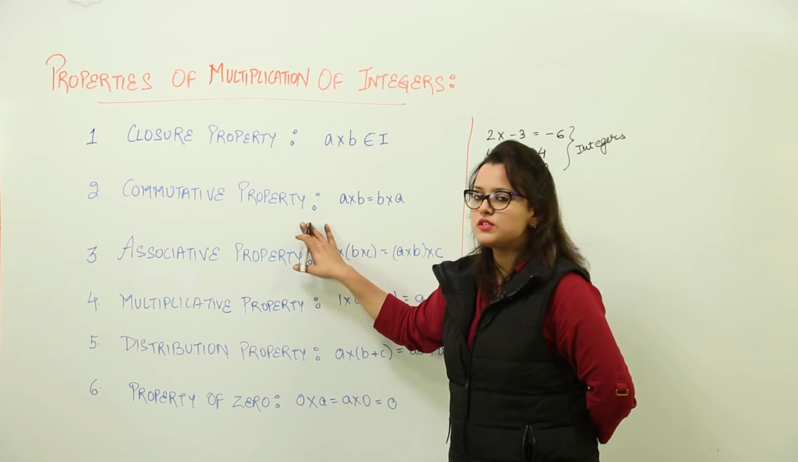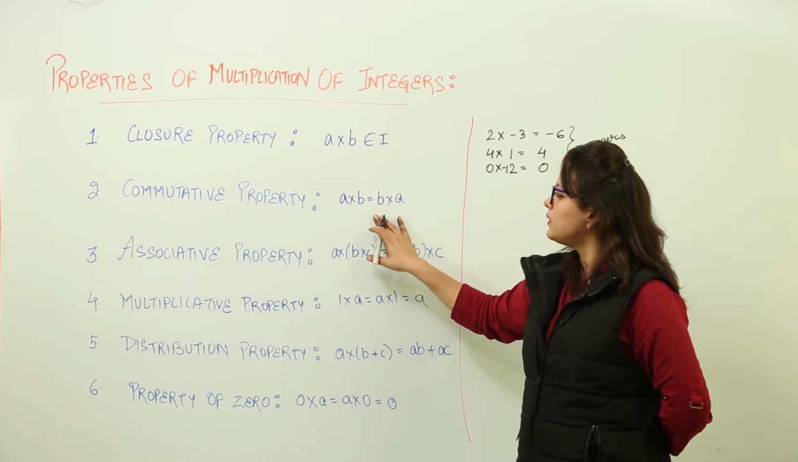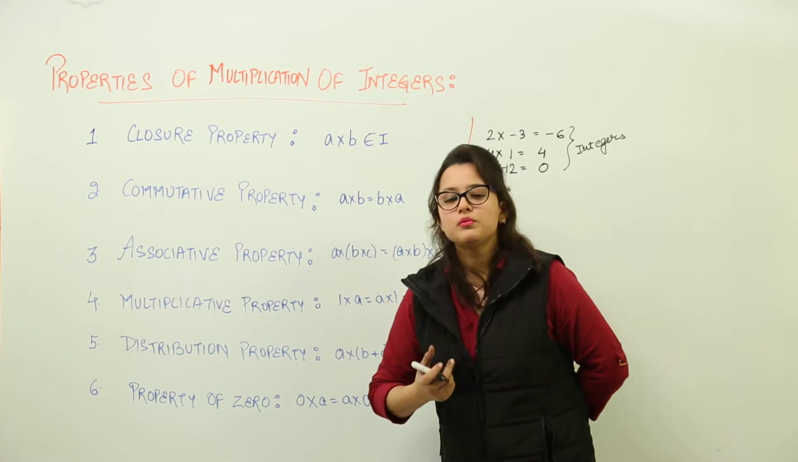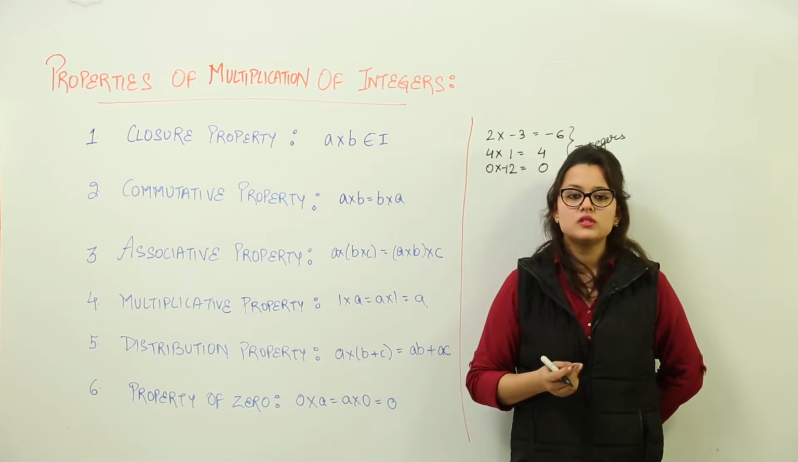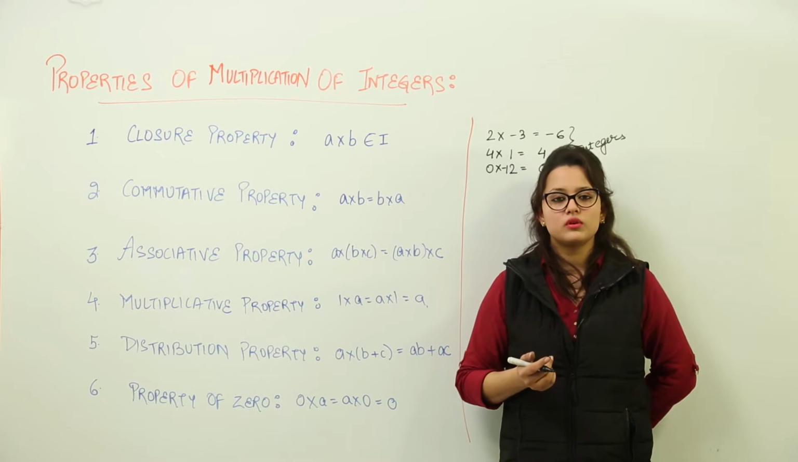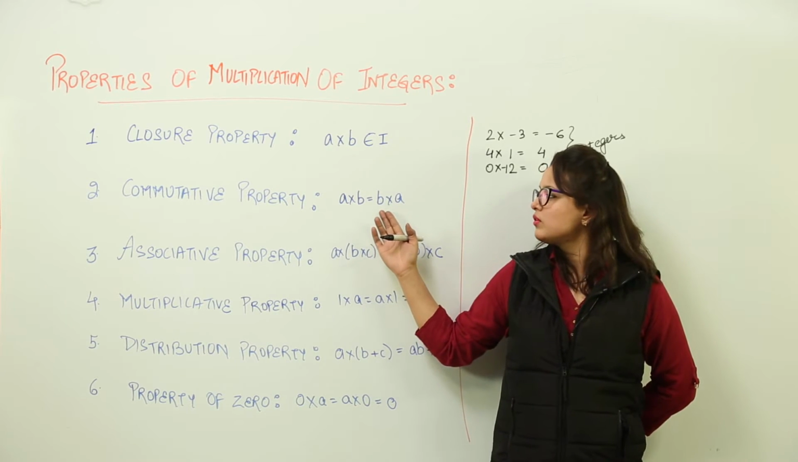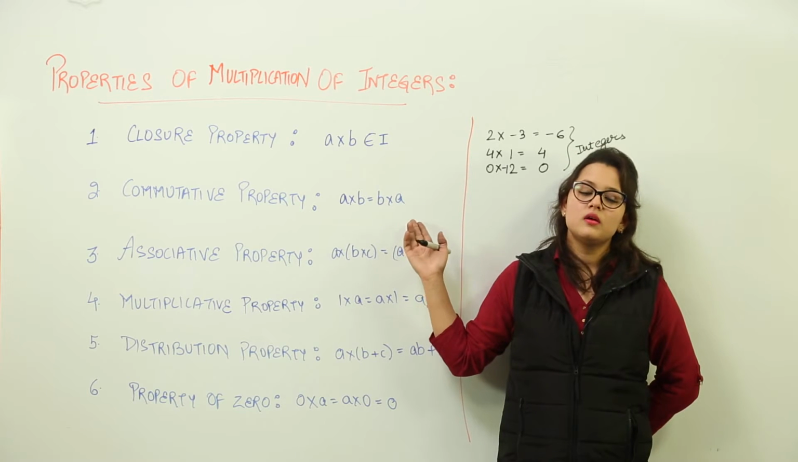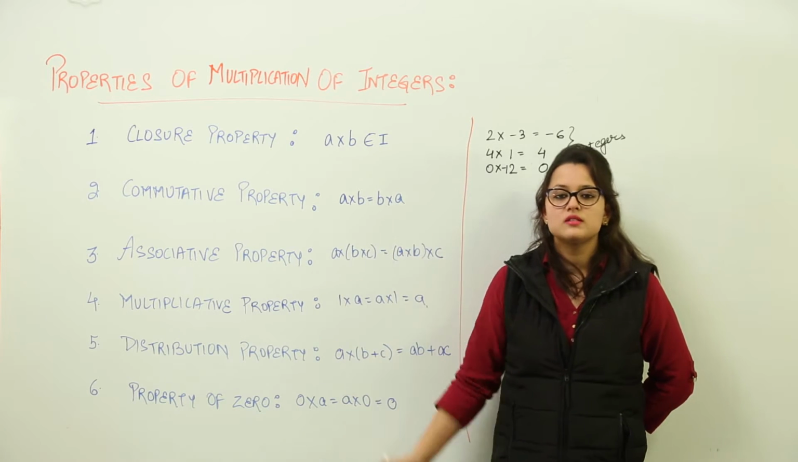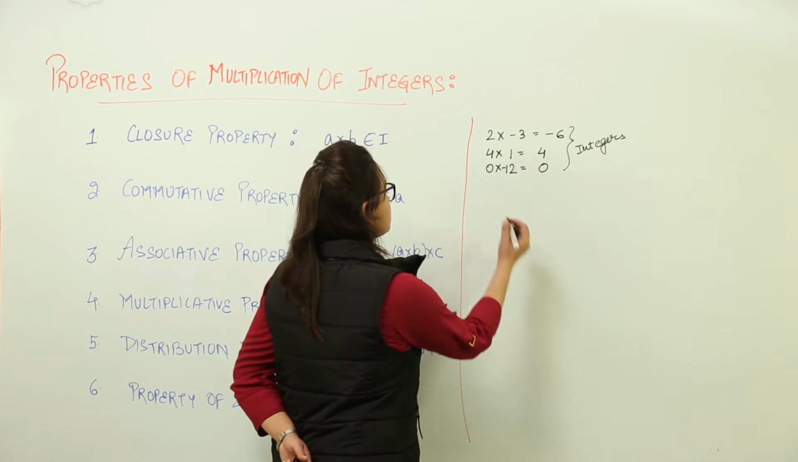Next is the commutative property. In commutative property, we say while doing the product of two or more integers, the order of multiplication is not important. That is, either you multiply the first with the second one or you multiply the second with the first one, your answer will be the same. Let us check this out.